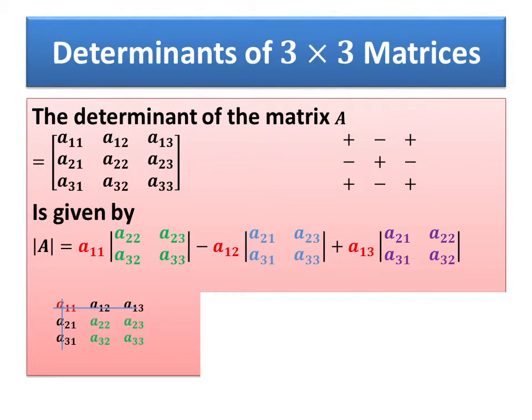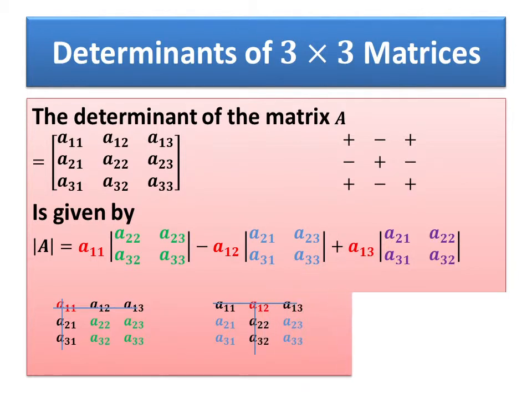Next, we move to the second element in the first row. What's the sign of this place? Yes, it's a minus sign. So A12 will be preceded by a minus sign and then multiplied by the determinant of the matrix of the elements A21, A23, A31, A33, which are written in blue, meaning that we cancel the row of A12 and the column of A12 and we take the remaining elements to put them in the determinant.